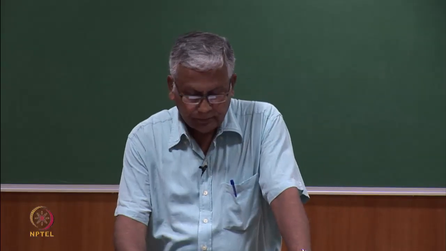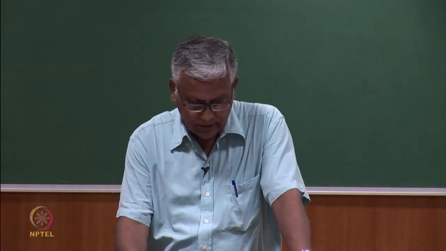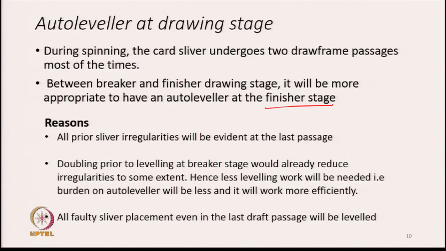Hence, this is one difficulty you are going to face. Doubling prior to leveling at the breaker stage would already reduce irregularities to some extent. Hence, less leveling work will be needed, the burden on the auto leveler will be less and it will work more efficiently if we keep it on the finisher machine. And all faulty sliver placement even in the last draft passage will be leveled.